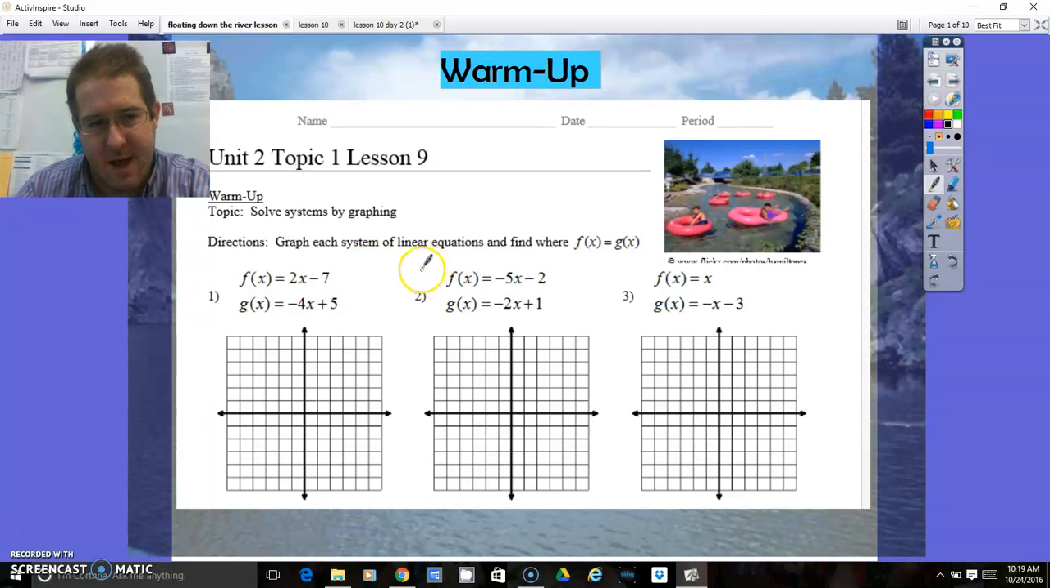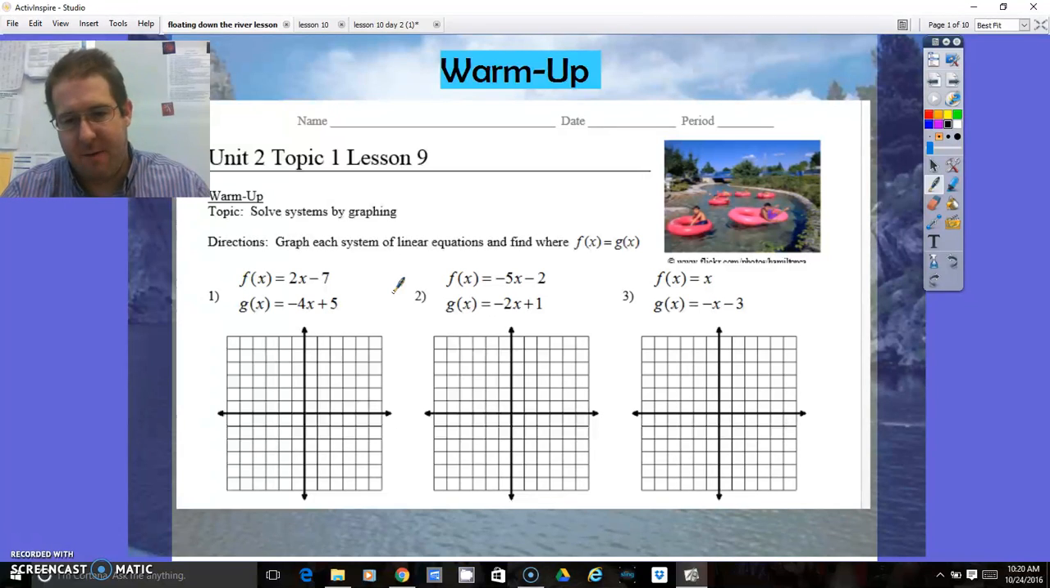Hey, this is lesson 9 of Unit 2 Topic 1, and this lesson is also about functions. So we're going to be looking at more key features of functions. That's what this lesson is really about. So finding key features of functions, which means like increasing, decreasing intervals.